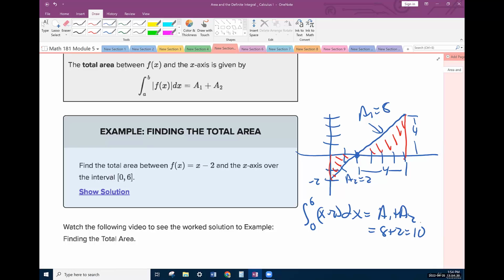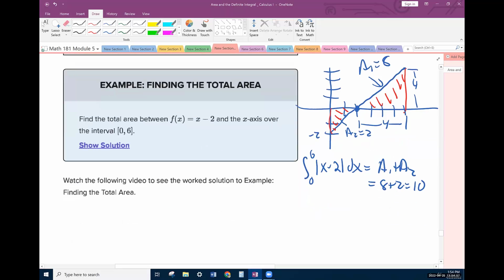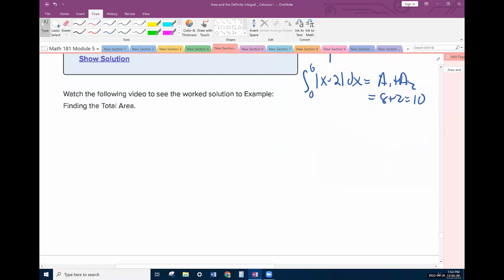And the last one we're going to look at, I made one slight mistake. I needed to change these parentheses to an absolute value. So it's the integral from 0 to 6 of the absolute value of x minus 2 dx. The last one refers back to the first problem we did, the 2x from -3 to 3.